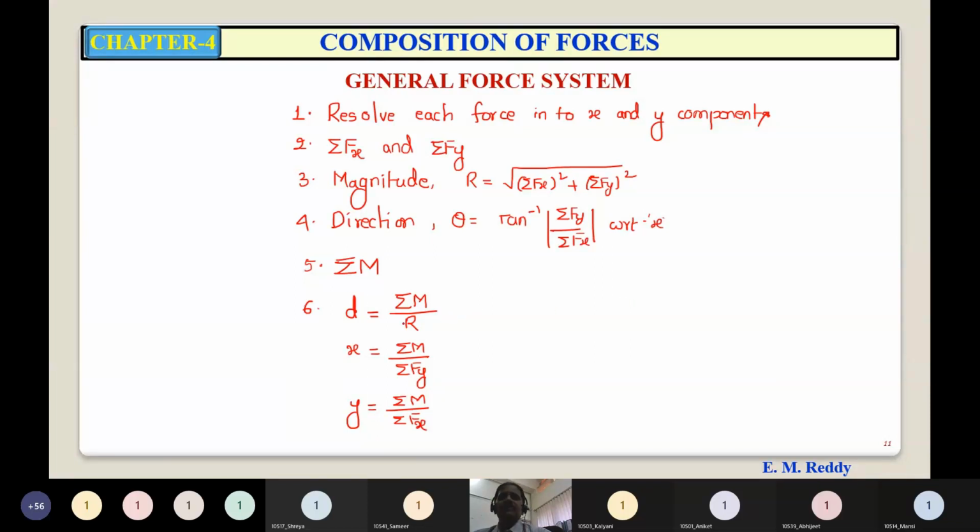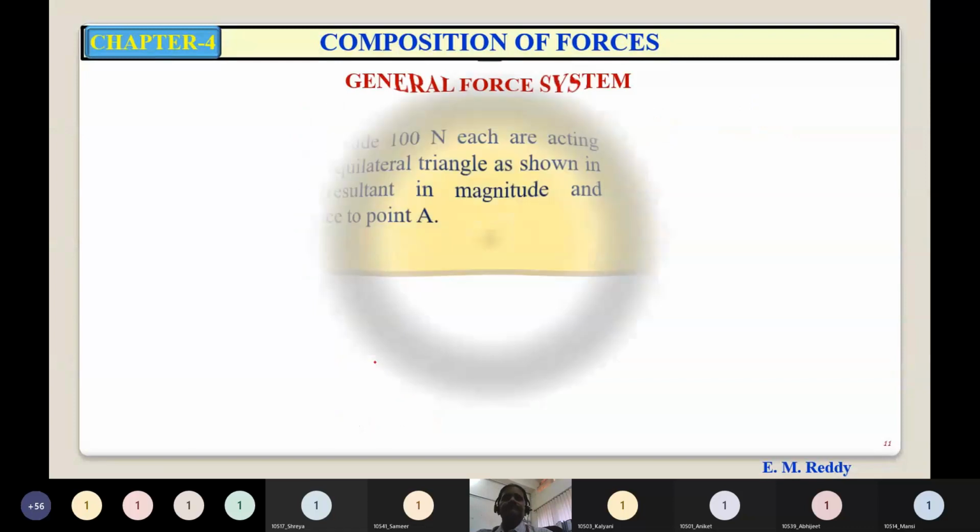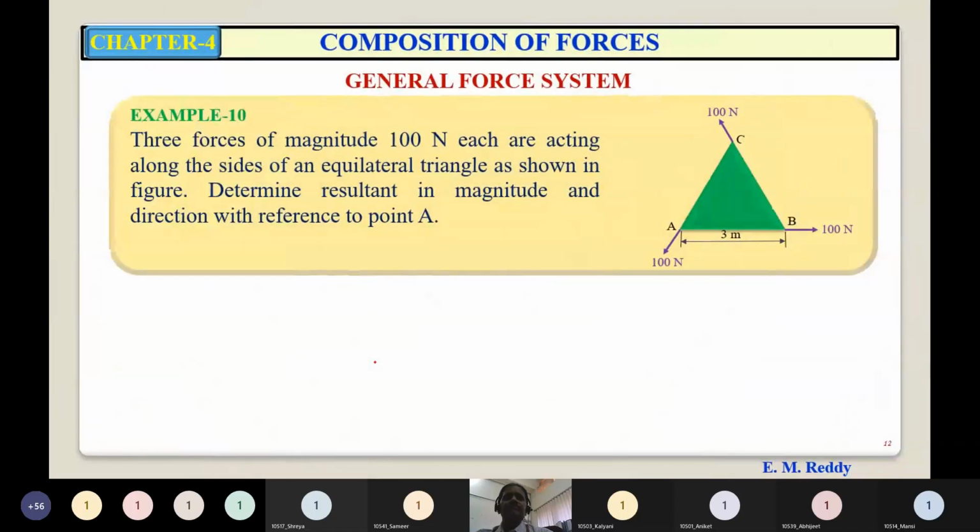So to find out the position of resultant, you can calculate either d, x or y. Sometimes in the statement itself, it will be asked, determine where the line of action of resultant intersects the x and y axis. That means you have to calculate the distances x and y. Right? And let us solve examples.